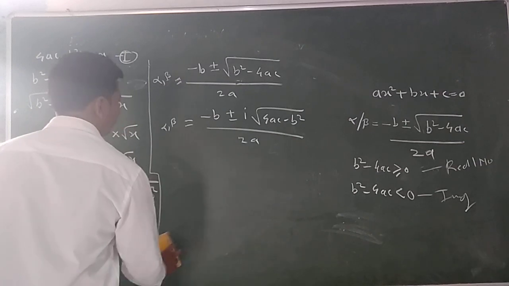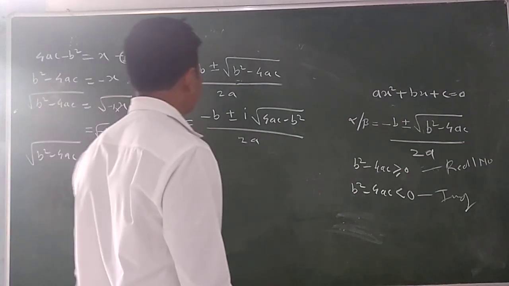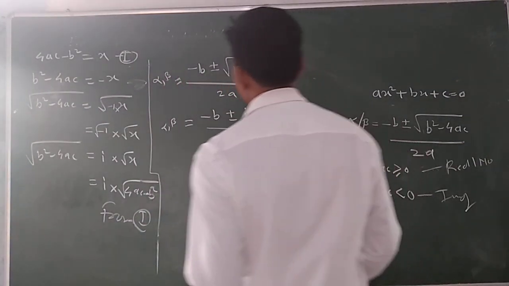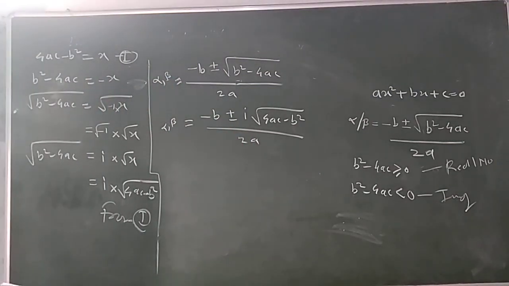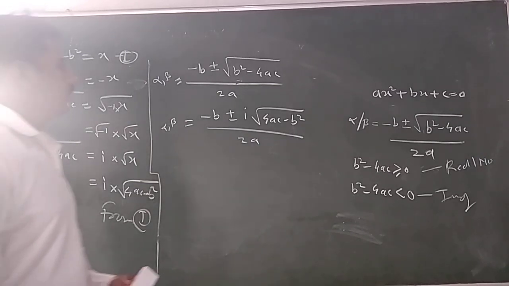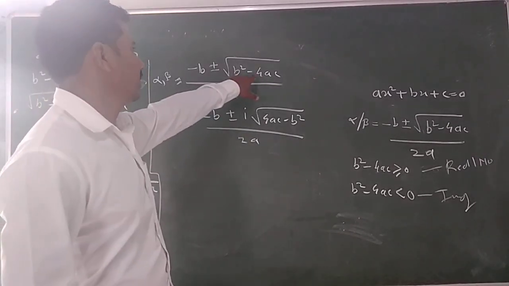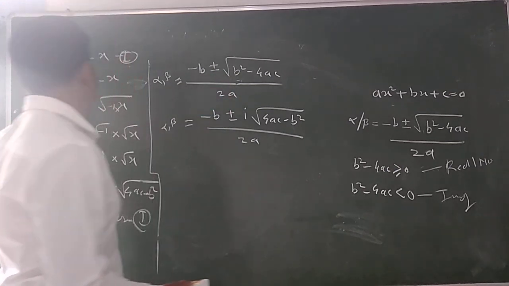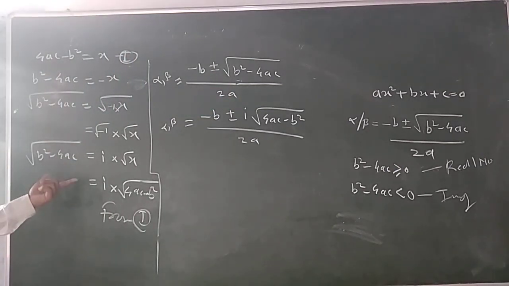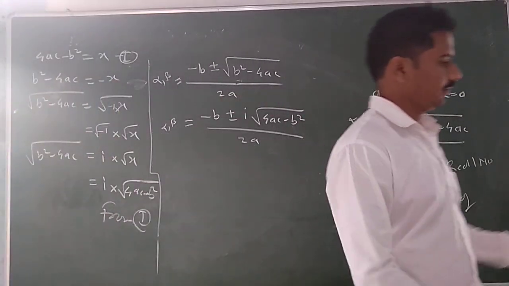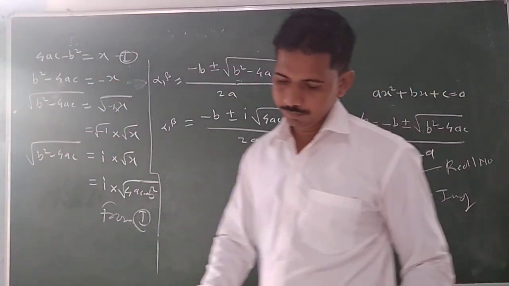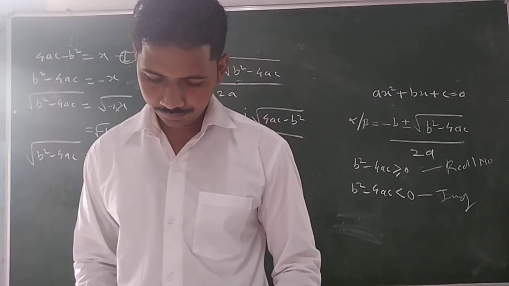So remember what the roots are: minus b plus minus i under root 4ac minus b square. Why? Because this value is negative, because of this minus sign. All the manipulation is here, which is why i comes with under root 4ac minus b square. Remember this. So we will take one example.